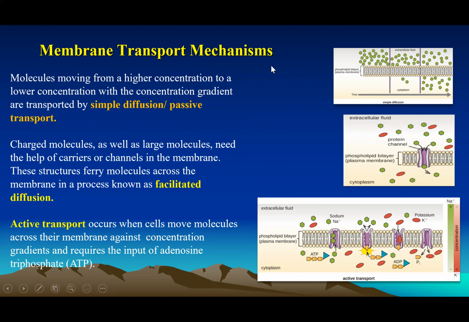Talking about the transport of molecules over the plasma membrane, it can be simple diffusion. Simple diffusion is the movement of molecules from high concentration to low concentration until equilibrium is reached. So it's passive. If there is a protein that aids this movement of molecules, it is called facilitated diffusion. If the movement of molecules is against the concentration gradient, then energy is needed, and that is called active transport. These two are passive transport, and this is active transport.